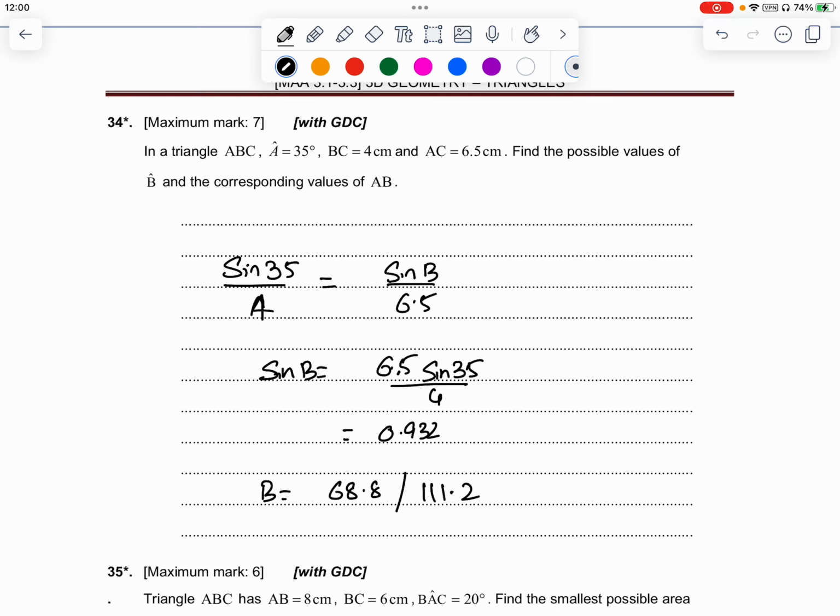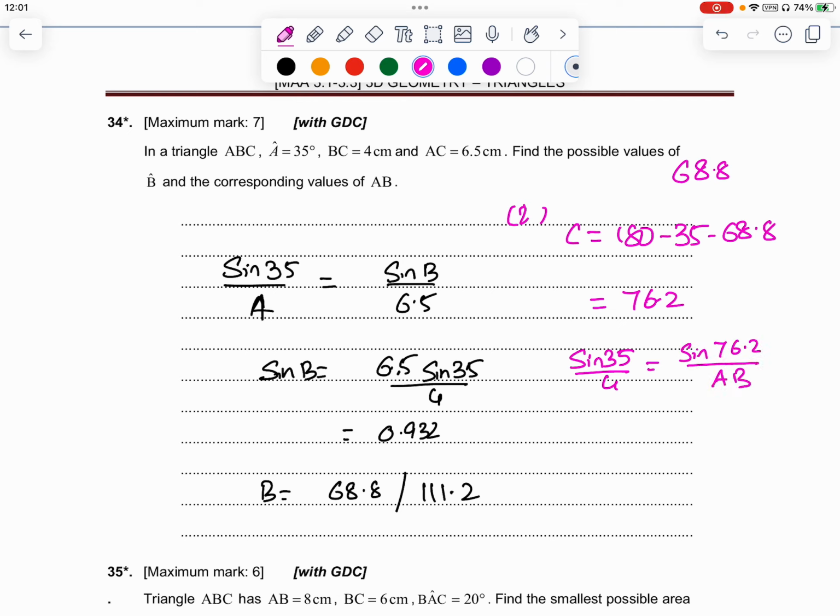Now for case 1, if it is 68.8 degrees, so angle C will be 180 minus 35 minus 68.8, which is nothing but what, 76.2. Then in that case, again I'm going to use sine rule. Sine 35 upon 4 equals to sine 76.2 divided by AB. This gives me the AB value as 6.77.